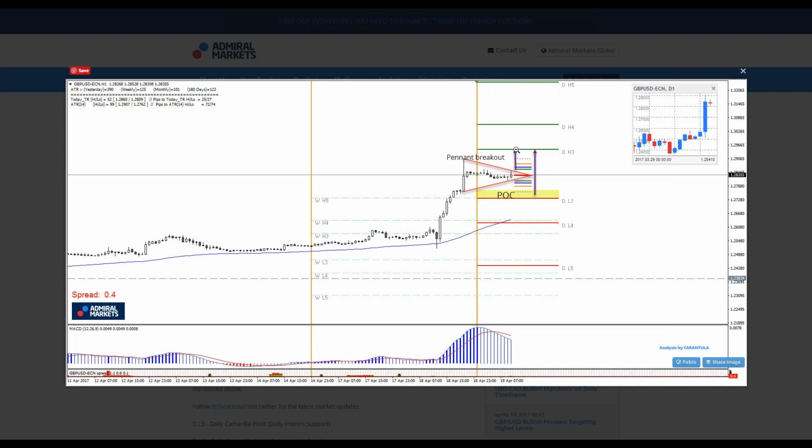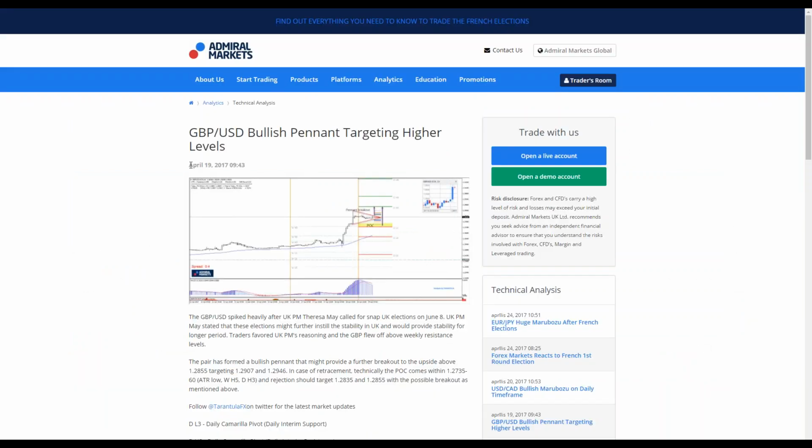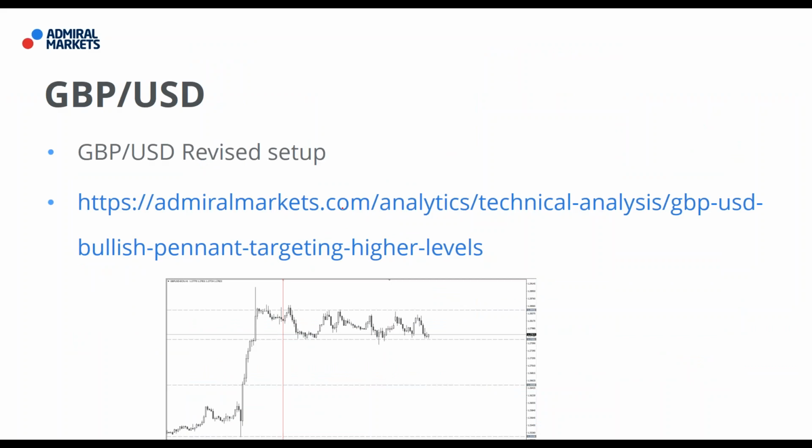This was the setup, and then what happened? The price dropped below this pennant, came into the POC zone, and spiked again. That is why I call it a revised setup, because it happened just 2 days after I published the original setup. So you could make double pips here.